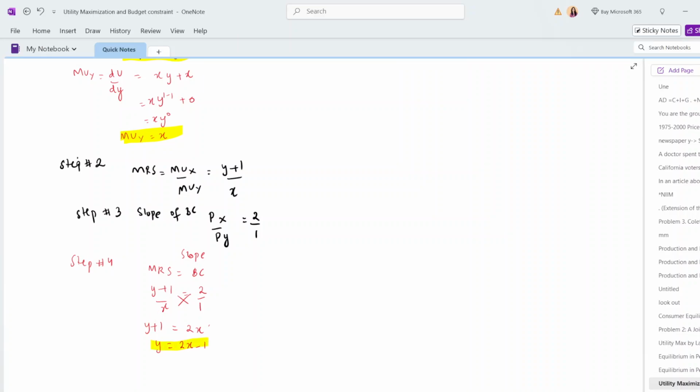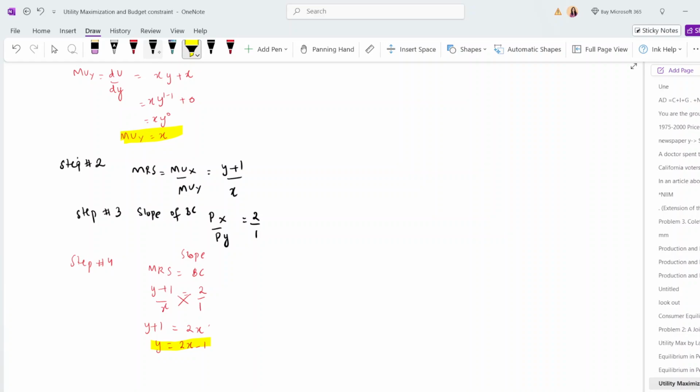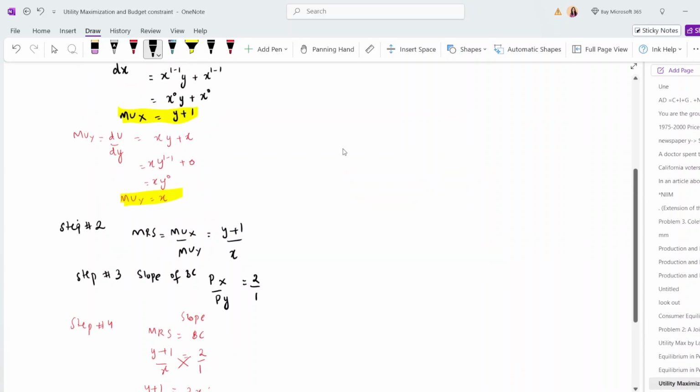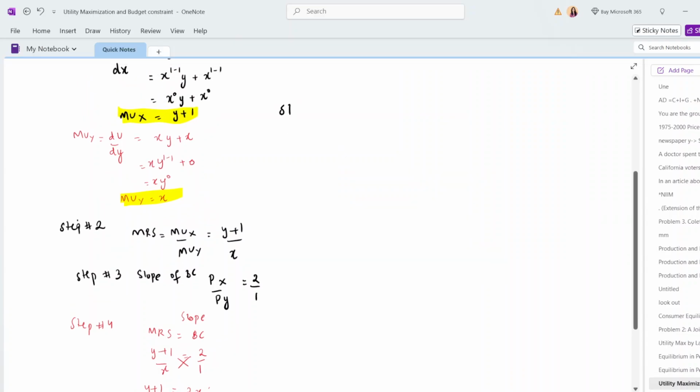We can put this value back in the budget line, and from here we can find the value of x or y. In that case, we'll find the value of x first. So that's our step 5. Write down the budget constraint. For the budget constraint, we already know that p of x is 2, p of y is 1, and income level is 20. So my budget constraint should look like p of x times x, plus p of y times y, equals the income level. Replace these values: 2x plus 1 times y, which is equal to 20.